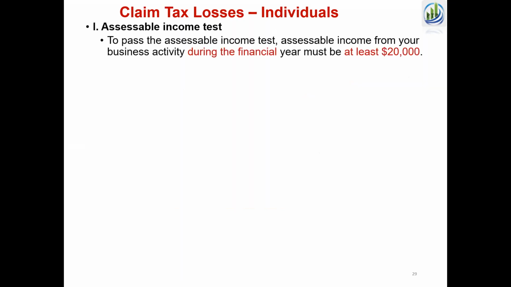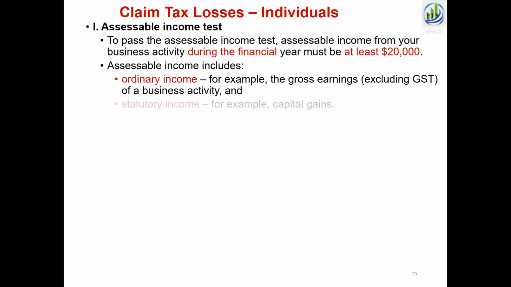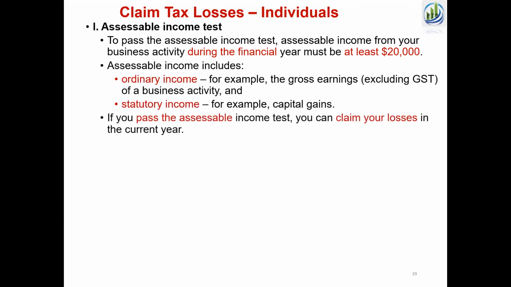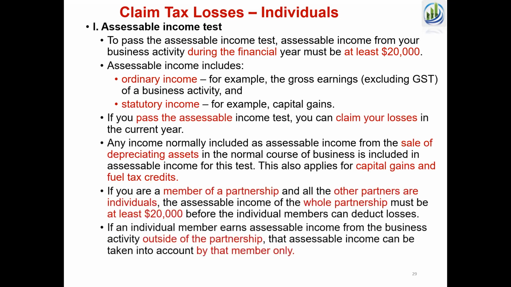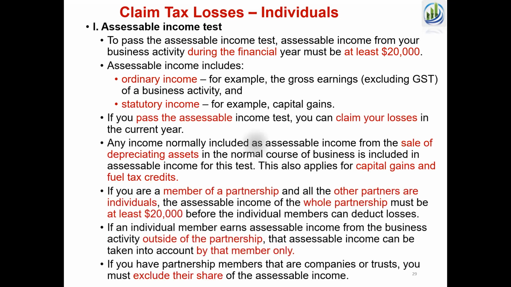Assessable income test: during the financial year you must have at least $20,000 from your business activity, not from your other sources of income. Whatever entity is making a loss, you must have at least $20,000 assessable income. If you have no $20,000 assessable income, we cannot apply this test, right? So our income, you all know, statutory and non-statutory income, everything you're going to add it, right?